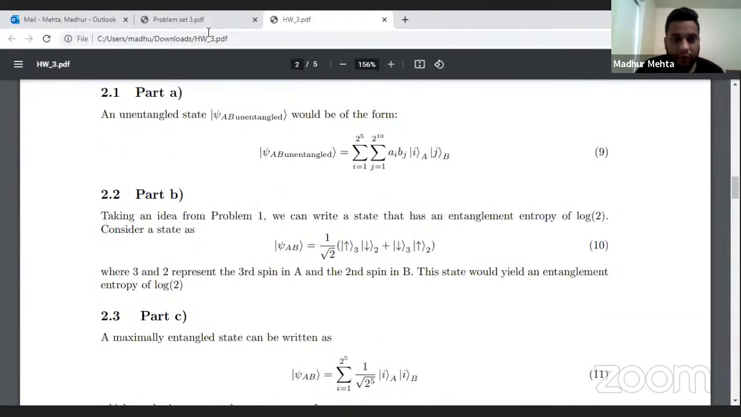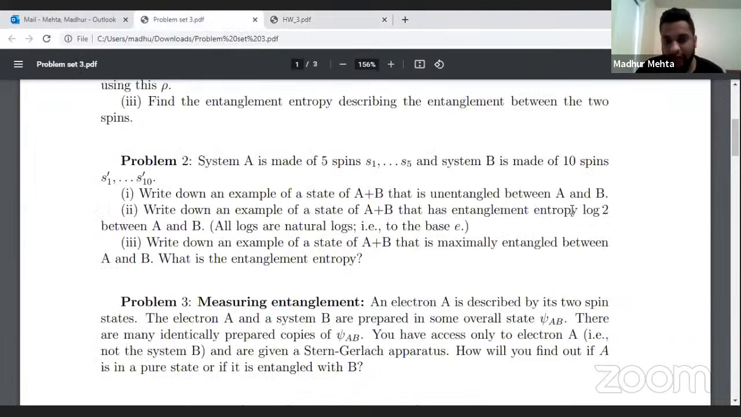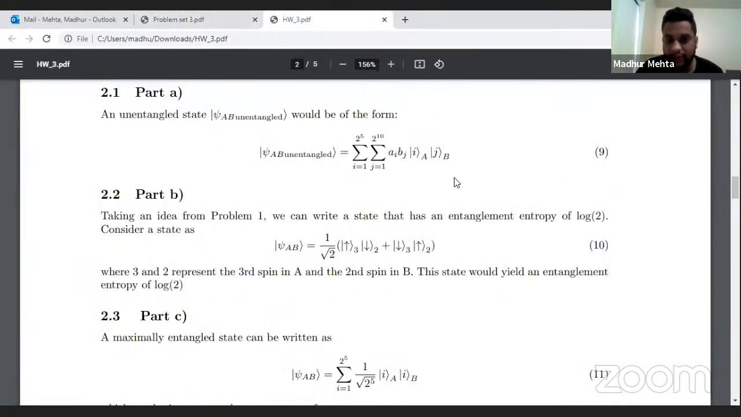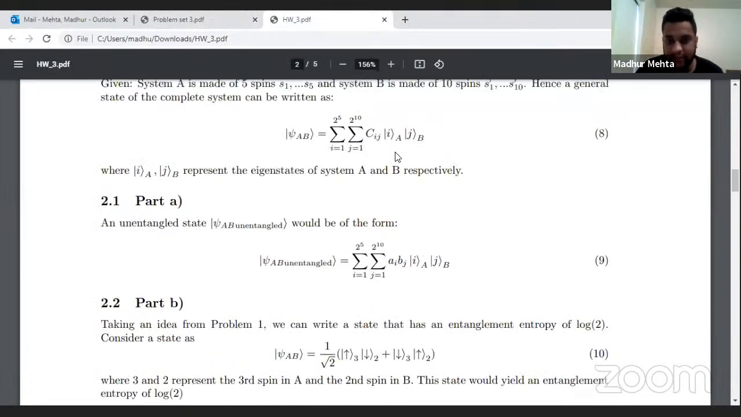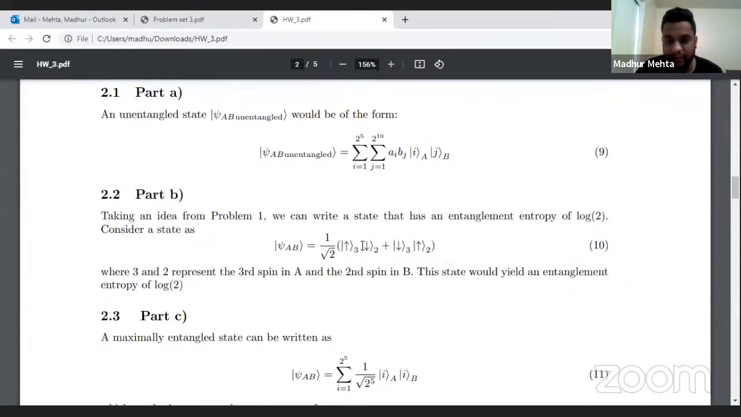And for a state where we have to find an entanglement entropy of log 2, we just take any two spins, one from the first subsystem and one from the second subsystem, and like from the idea of problem 1, we can write something like this. And as we can see, just like in problem 1, we can find an entanglement entropy of log 2.